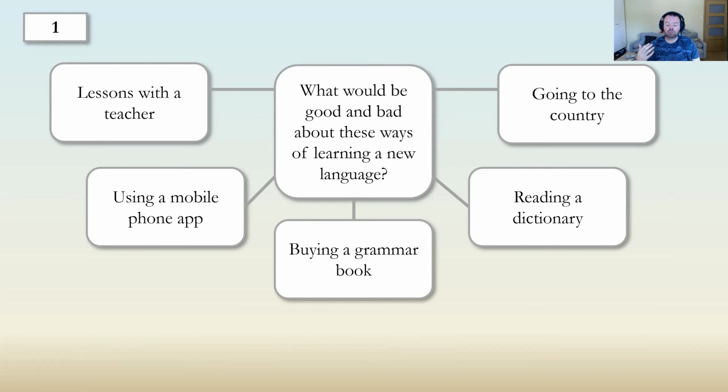What you want them to do is methodically go through each of the points, or as many as possible, in the 2 minutes and address the question. The question is, what would be good and bad? For example, lessons with a teacher, what would be good? Well, you get lots of feedback from the teacher. What would be bad? Well, it probably costs a lot more money than just reading a book in the other language. So they can balance those viewpoints.